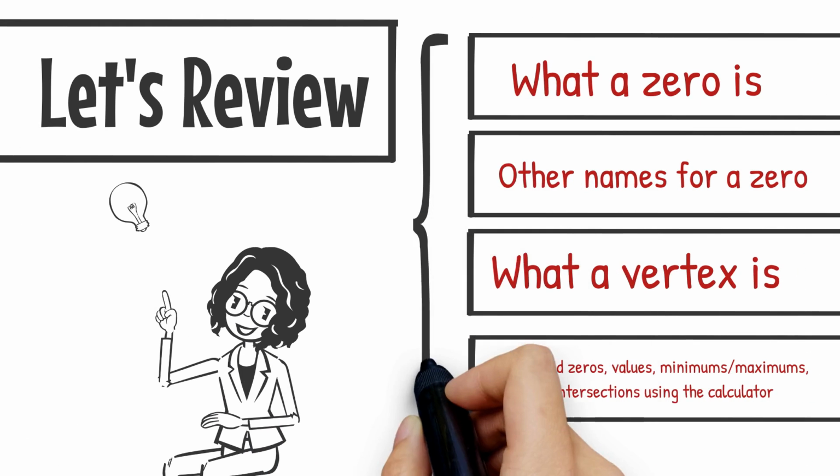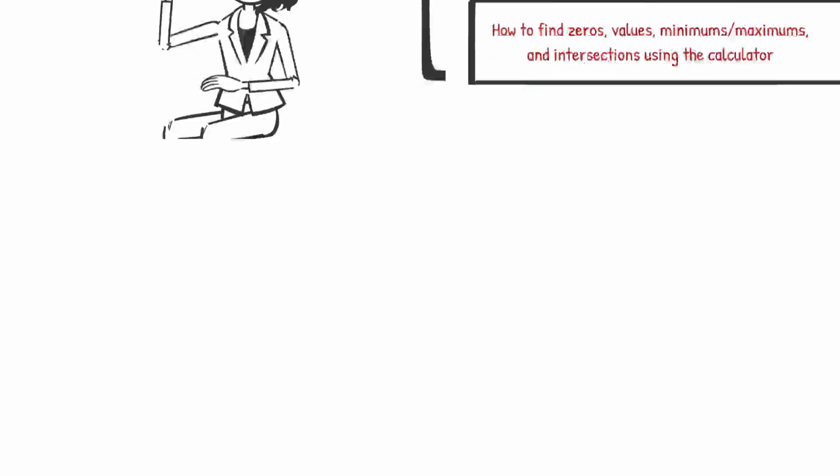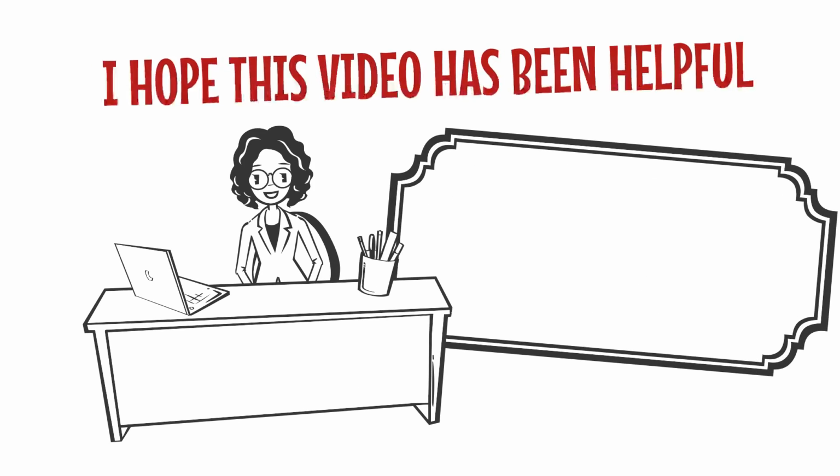Okay guys, this is my explanation of how to use the calculate menu to find major features on a graph. Let's review what we've learned. We learned what a 0 was, what a vertex was, and how to find zeros, values, minimums and maximums, as well as finding intersections on the calculator.